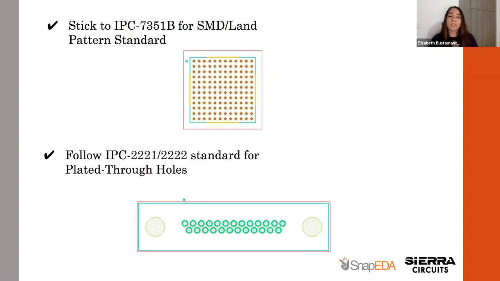And then if you're going to design plated through-hole components, I recommend you follow IPC 2221 to find the right pad diameter. And I can recommend IPC 2222 to find the minimum hole size for your plated through-hole components.